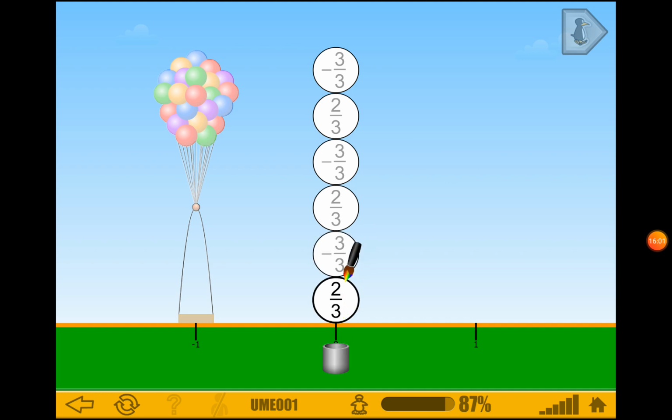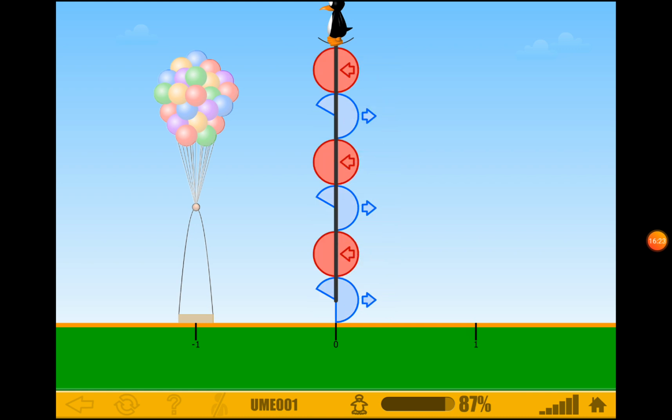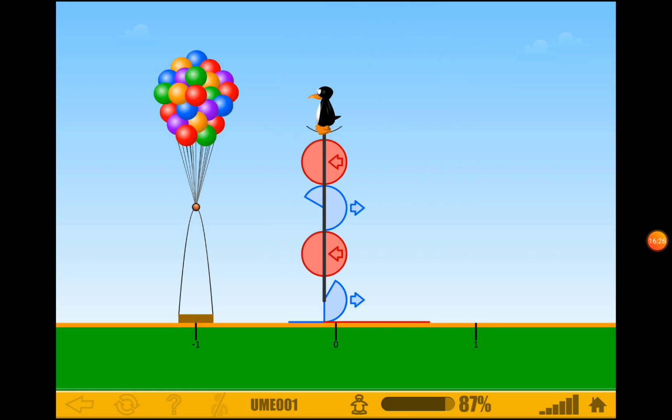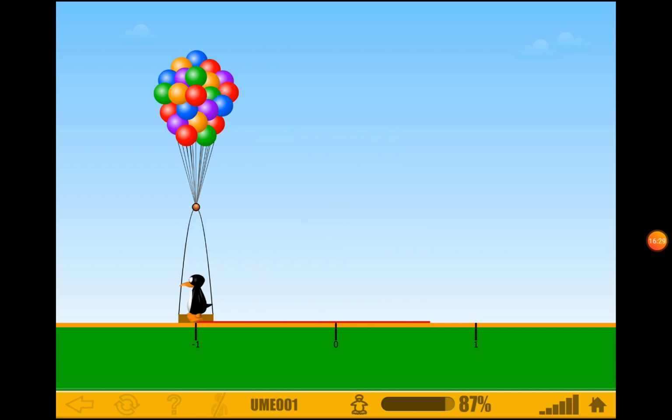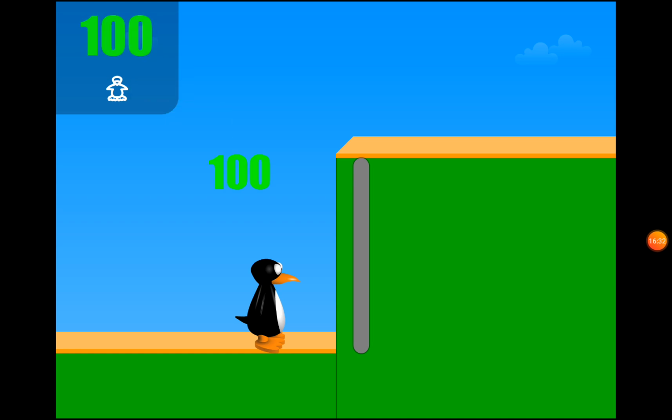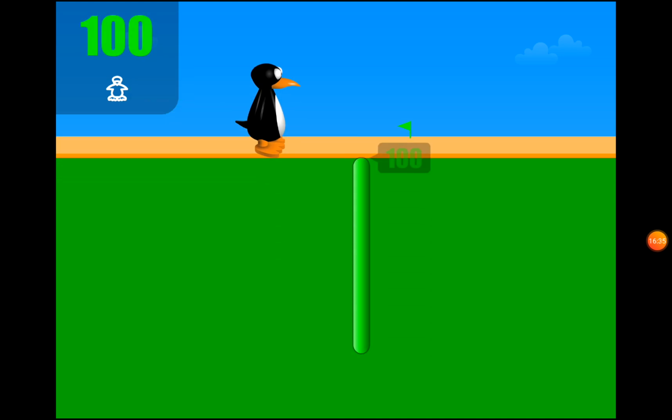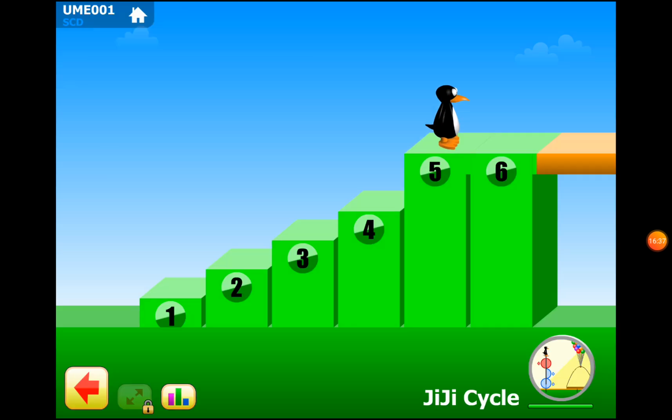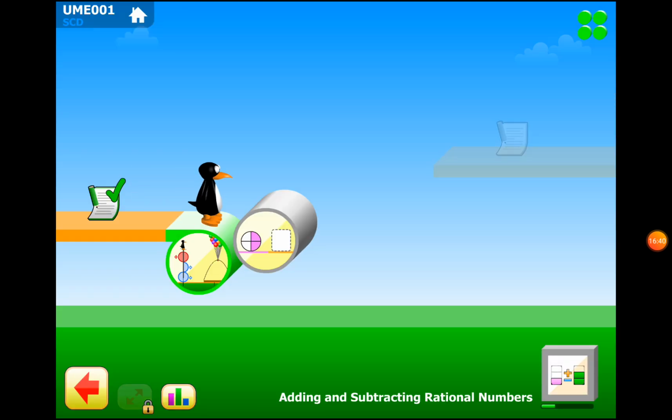So then this 2/3 minus 1 is negative 1/3. Negative 1/3 plus 2/3 is 1/3. Then 1/3 minus 1 would be negative 2/3. Then negative 2/3 plus 2/3 would be 0. And 0 minus 1 would be negative 1. And that's your answer. There we go. Great. Another flag. Let's go.